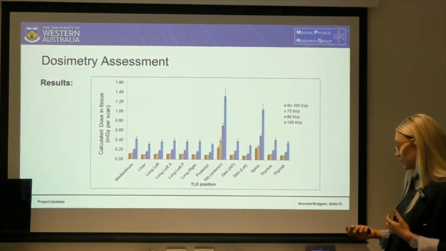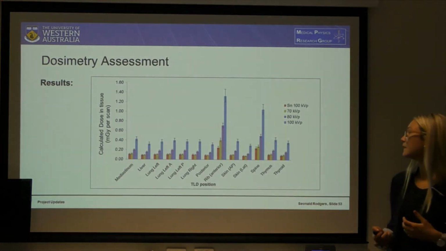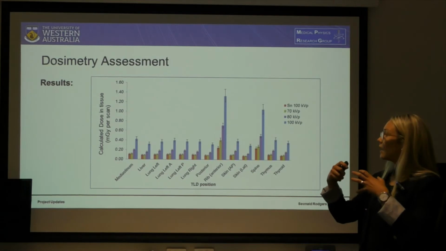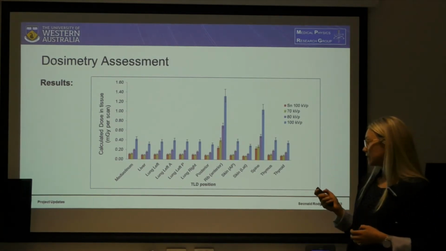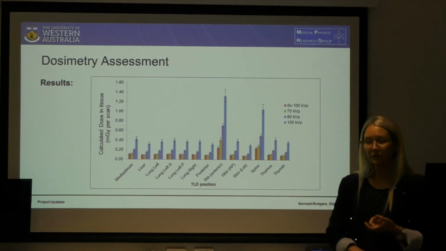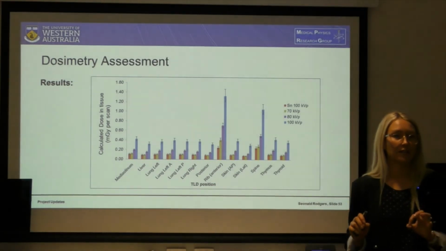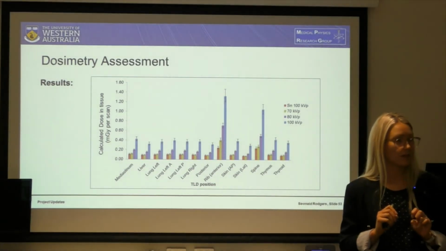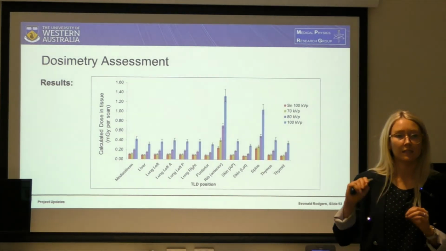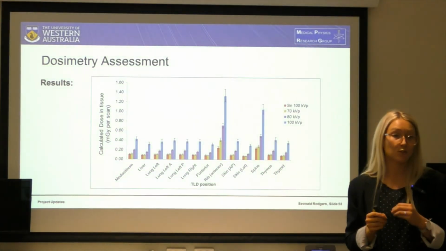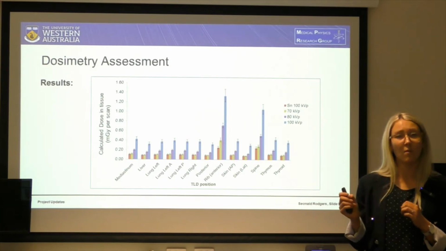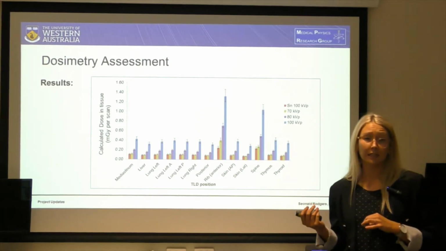So the results of the dosimetry assessment are here. Now, I've just displayed all the different protocols in different colours. And across the board, you can see there's not a lot of variation at depth within the phantom. So what I mean is the dose at the central part of the phantom, the mediastinum, is not much different compared to the skin dose.